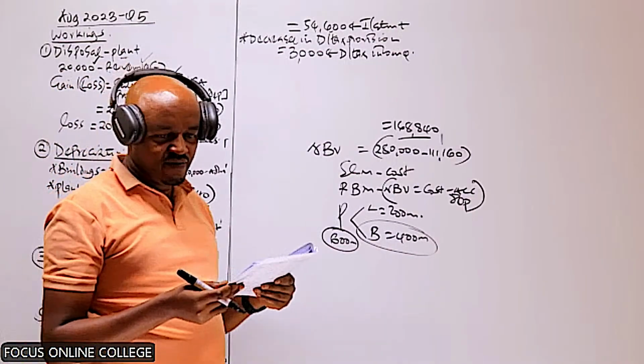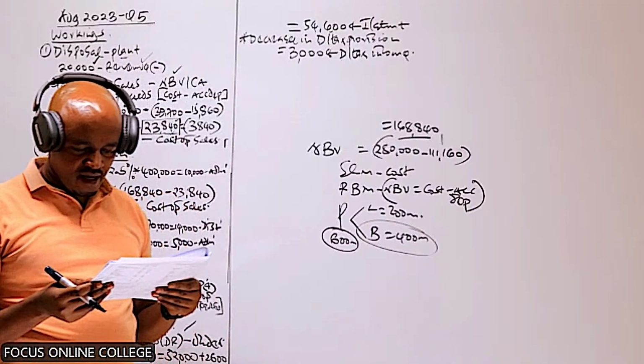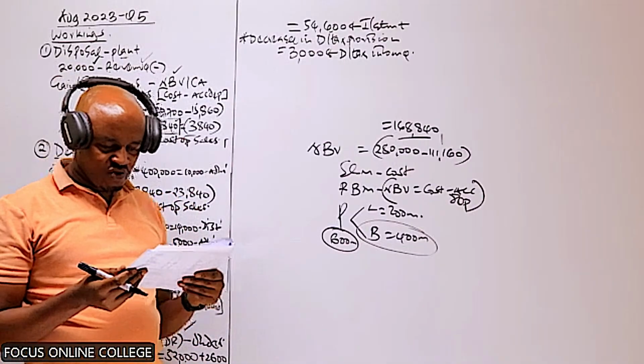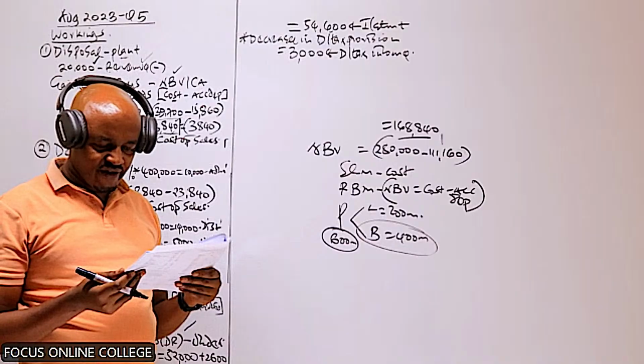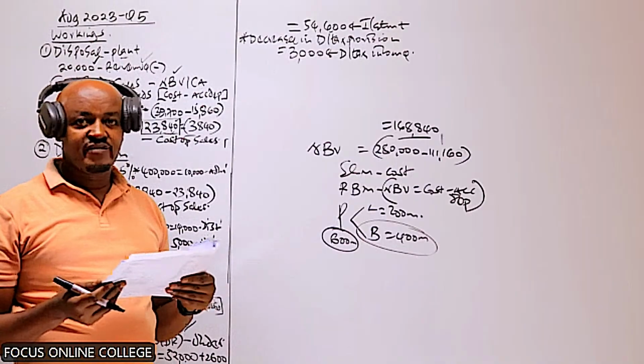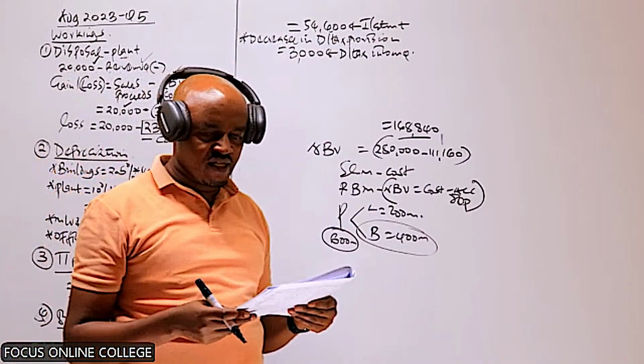Number 5, we are told the inventory count as at 31st of December 2022 revealed the value of the inventory at cost was 85 million. So this is the closing inventory, no working which is required.